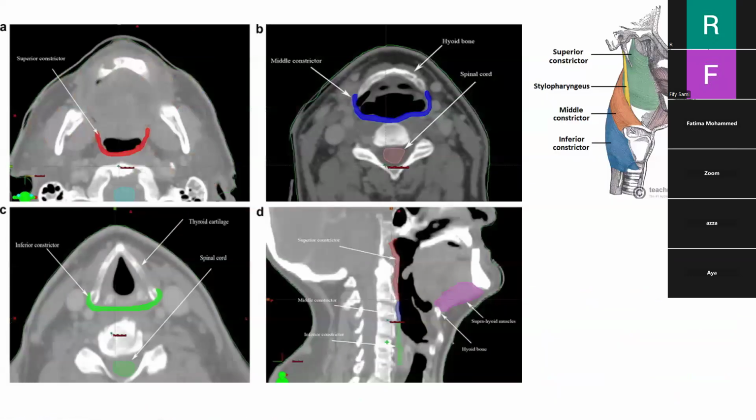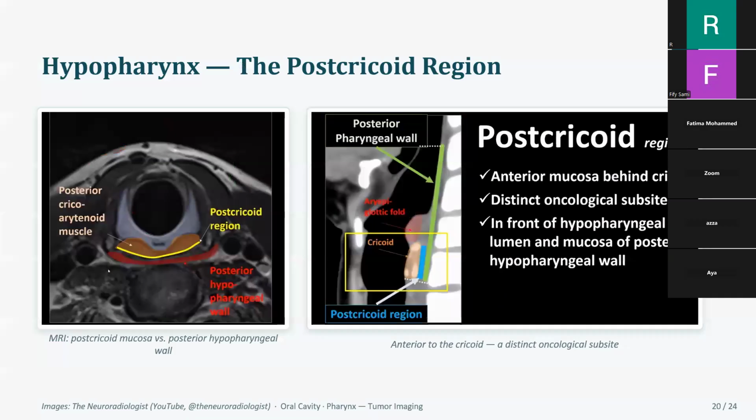The posterior and lateral walls of the hypopharynx, like we talked about before within the oropharynx, are defined deeply by the constrictor muscles, and here the inferior one inserts laterally onto the outer surface of the posterior third of the thyroid lamina. Finally, the postcricoid region is the anterior mucosa lying immediately behind the cricoid cartilage. And it's a distinct oncological subsite, so name it specifically when you report.